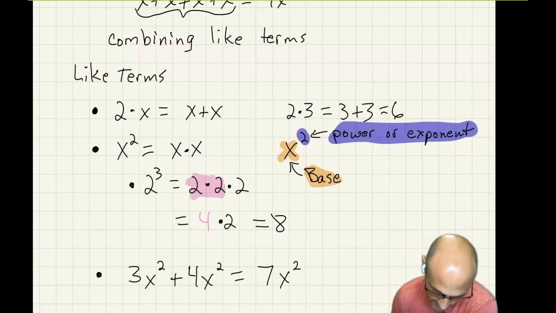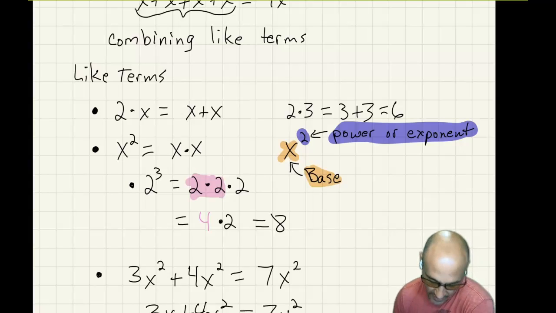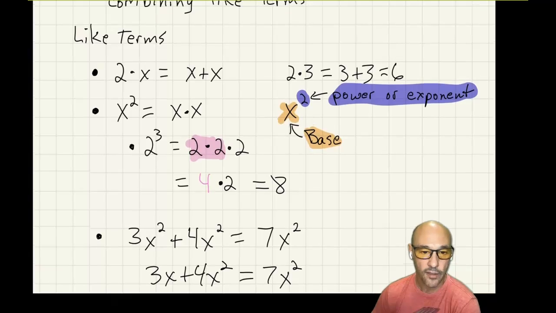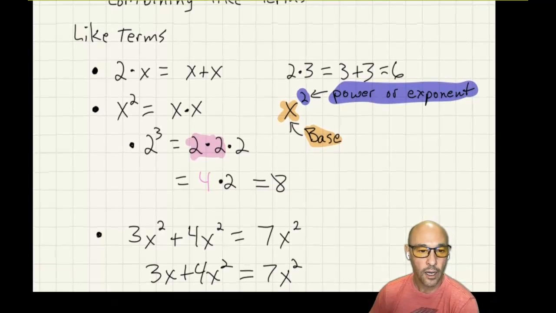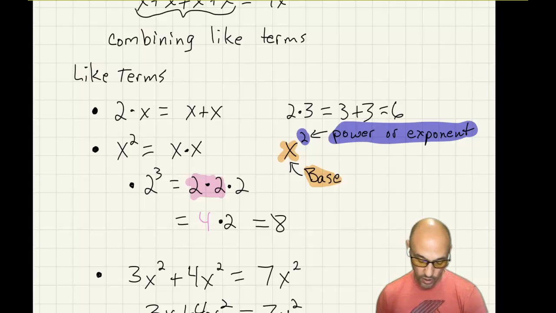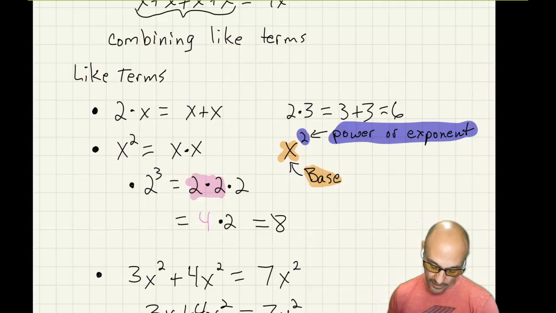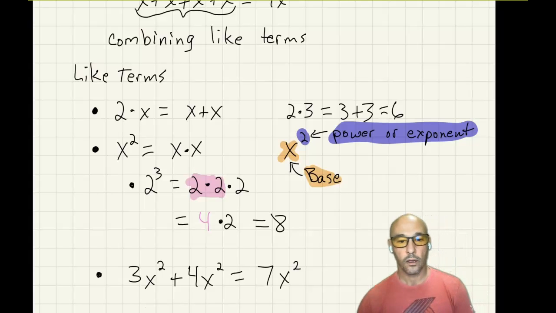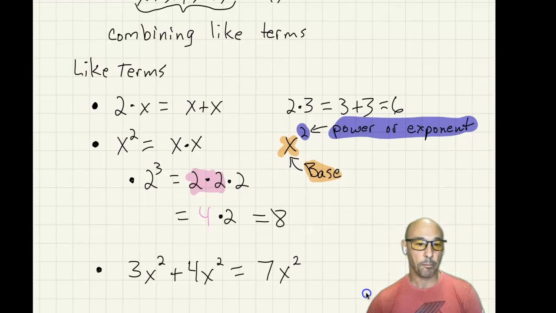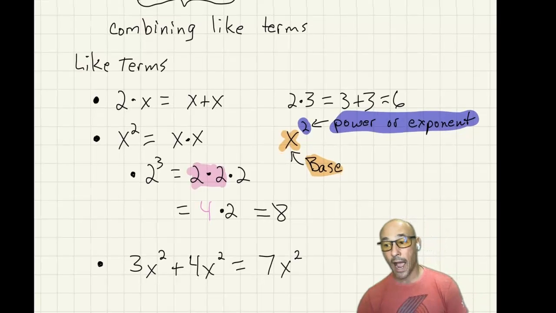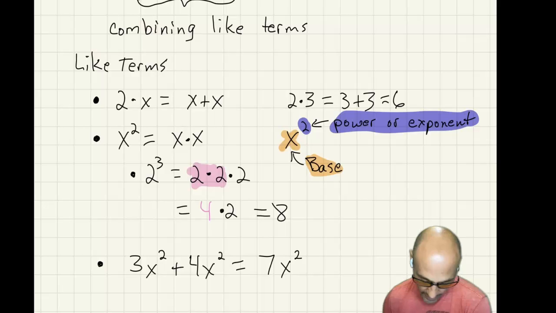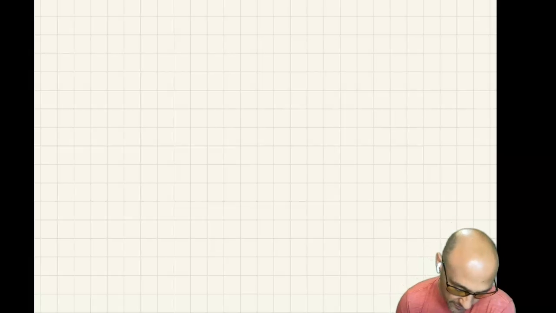But we cannot say 3x plus 4x squared is equal to 7x or x squared. Nope, neither one of those work. Well, you can't quite see it. There you go. Neither one of those work. That's not correct. So don't make that mistake, please, of combining terms that have different powers. Not allowed. Likewise, so let's look at an example of combining like terms.